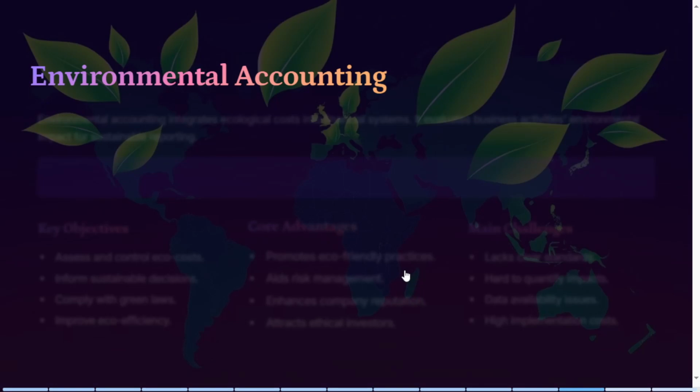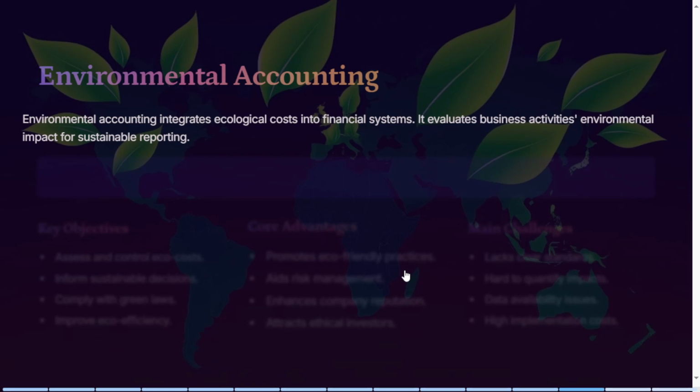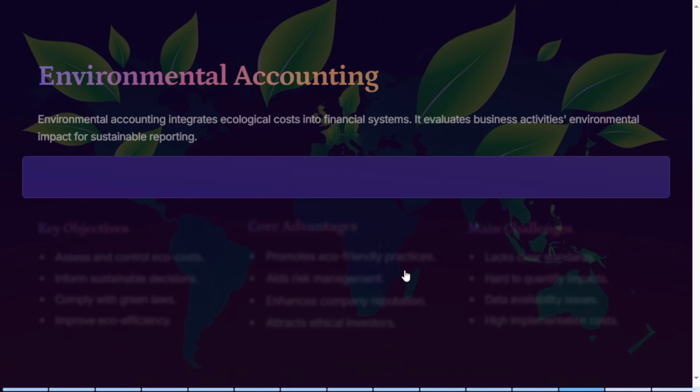What is environmental accounting? Environmental accounting integrates ecological costs into the financial system. It evaluates business activities' environmental impact for sustainable reporting. Think of it this way: when a factory produces goods, it also produces pollution, uses natural resources, and impacts the ecosystem. Traditional accounting ignores these environmental costs. Environmental accounting says, let's measure and report these impacts too.